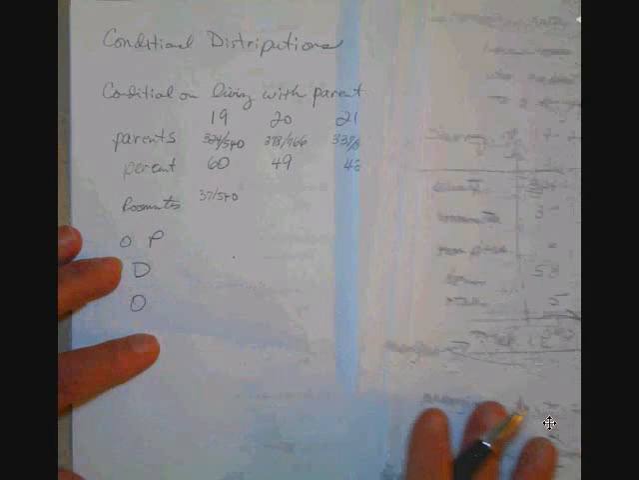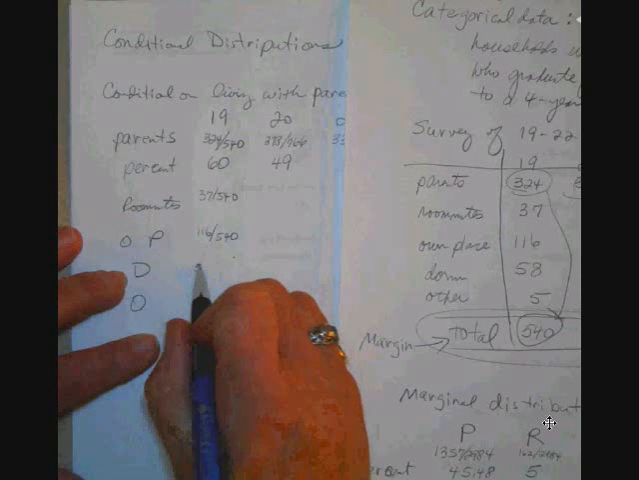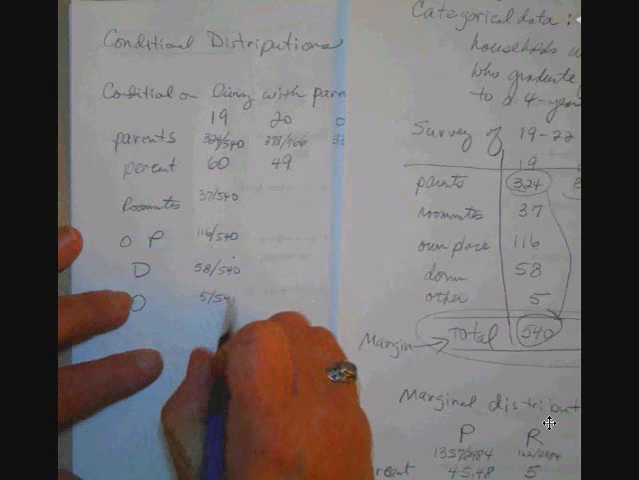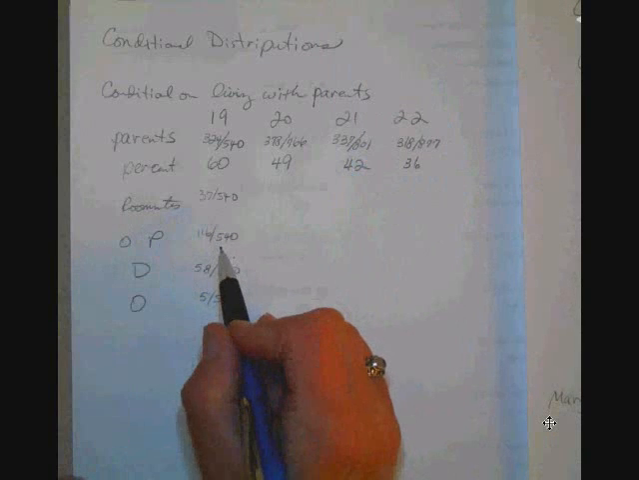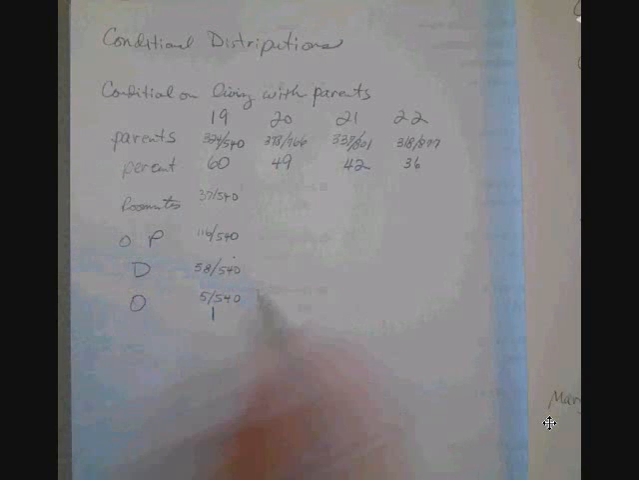Own place is 116 out of 540. Dorm is 58 out of 540. And other is 5 out of 540. And let's see if you can get the percent numbers out of this one. I'll give you a minute to fill in the percents here. I know what this one is. This is about 1%, 5 out of 540.